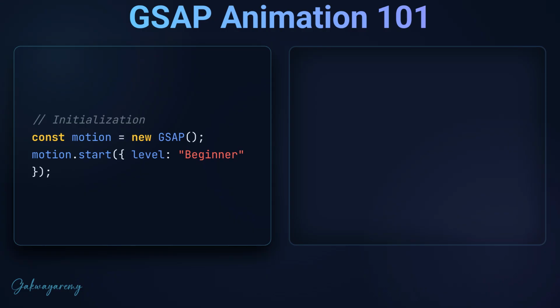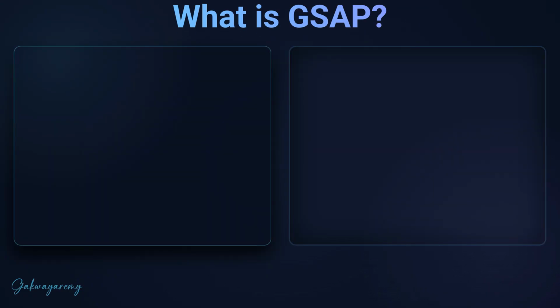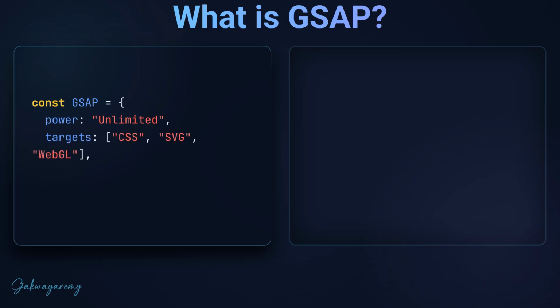Let's dive in. GSAP stands for GreenSock Animation Platform. It is the gold standard for high-performance web animation, capable of handling CSS, SVG, WebGL, and even standard JavaScript objects.